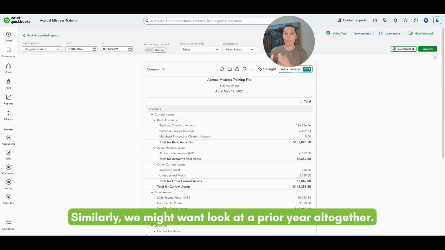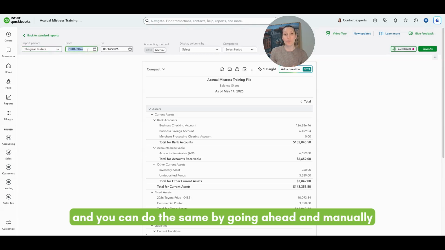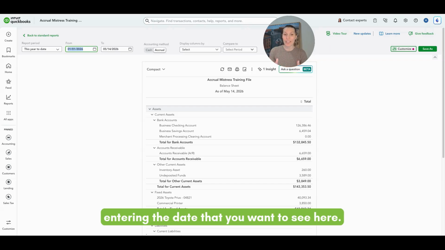Similarly, we might want to look at a prior year altogether. So that is the first thing. You can absolutely customize your date here just like you can on your profit and loss. And you can do the same by going ahead and manually entering the date that you want to see here.